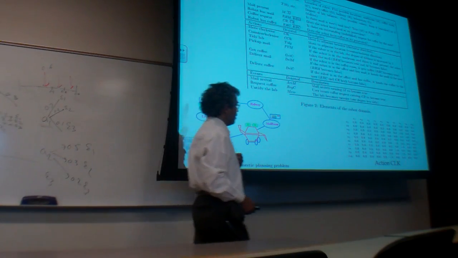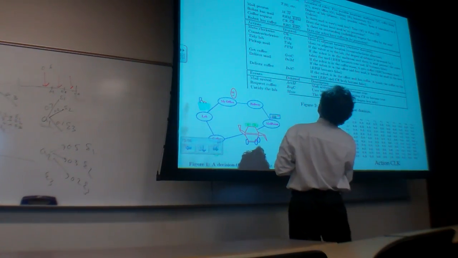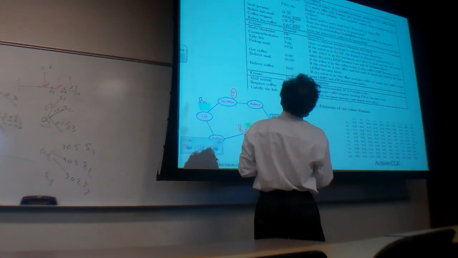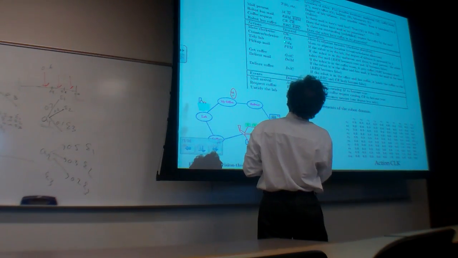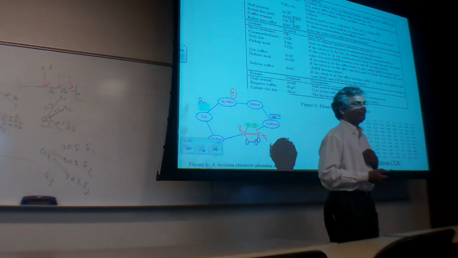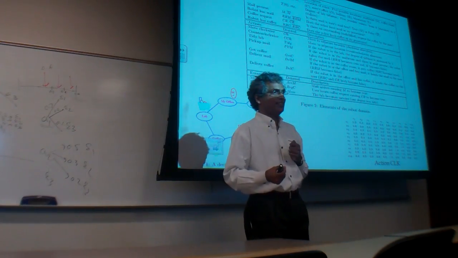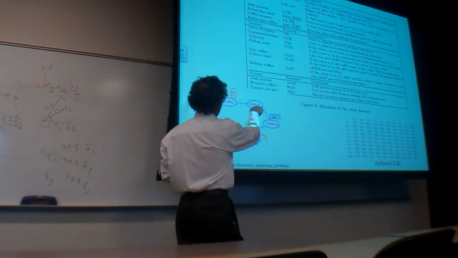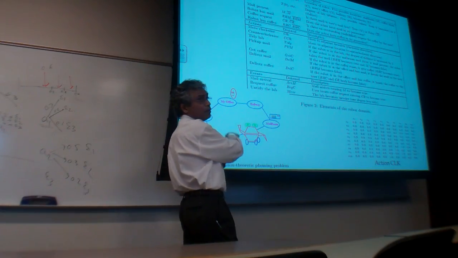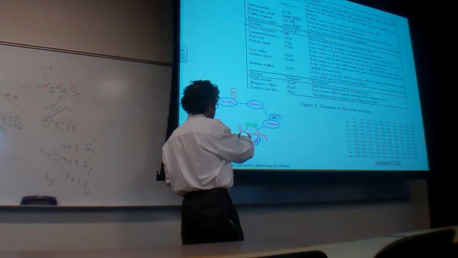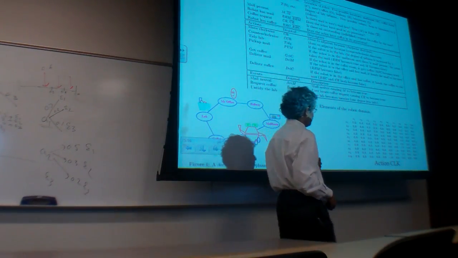Okay, and here is the CLK action. I keep forgetting about the CLK action. CLK is the move clockwise action. The robot moves clockwise. So it's going in this cycle, going from hallway to hallway. Move clockwise means it'll take one step in that direction.